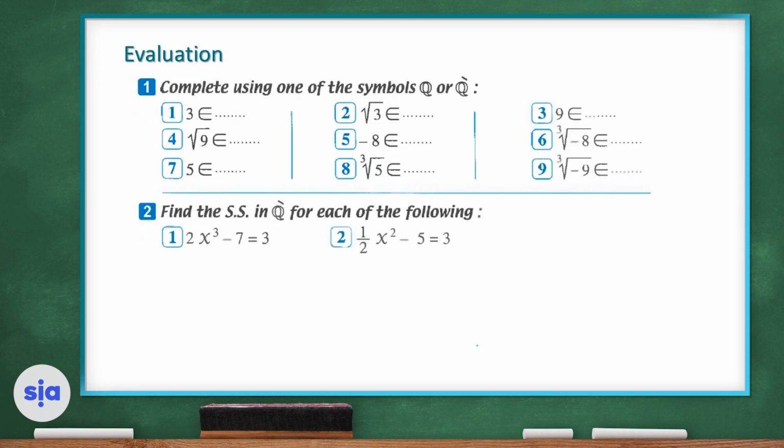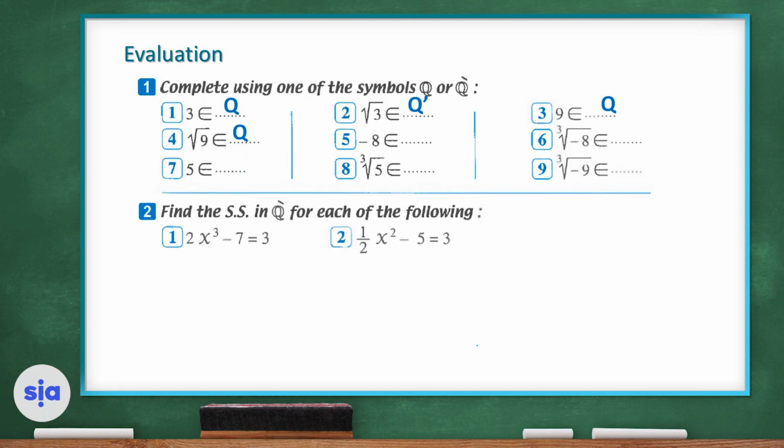We go to the evaluation part. The first question wants us to complete each of the following using the symbols Q for rational numbers and Q dash for the irrational numbers. In question 1, 3 belongs to rational numbers. Square root of 3 belongs to irrational numbers. 9 belongs to rational numbers. Root 9, which is 3, belongs to rational numbers.